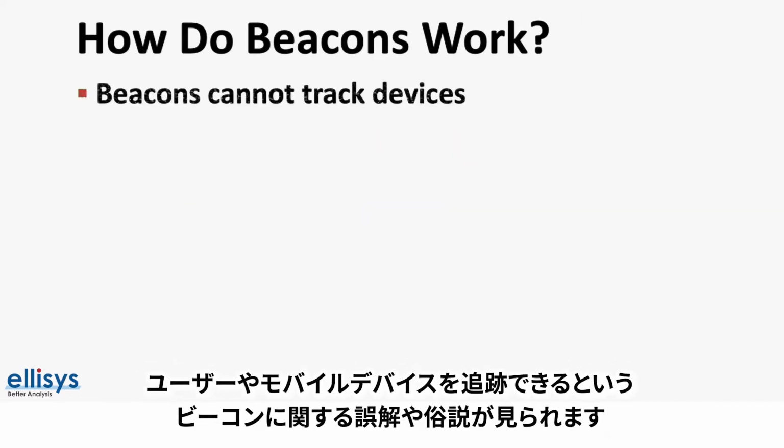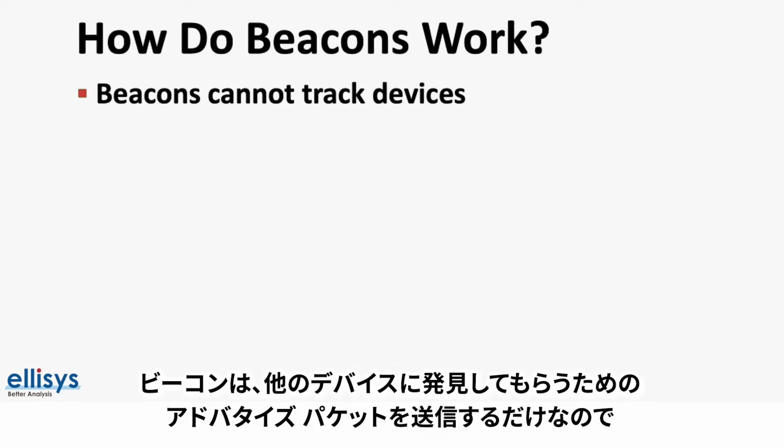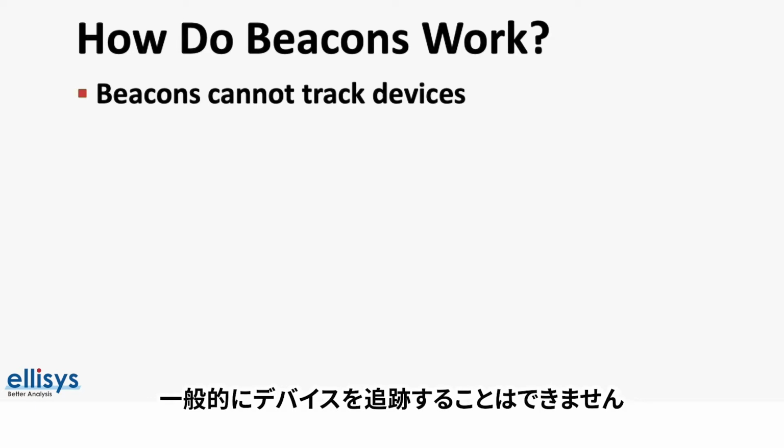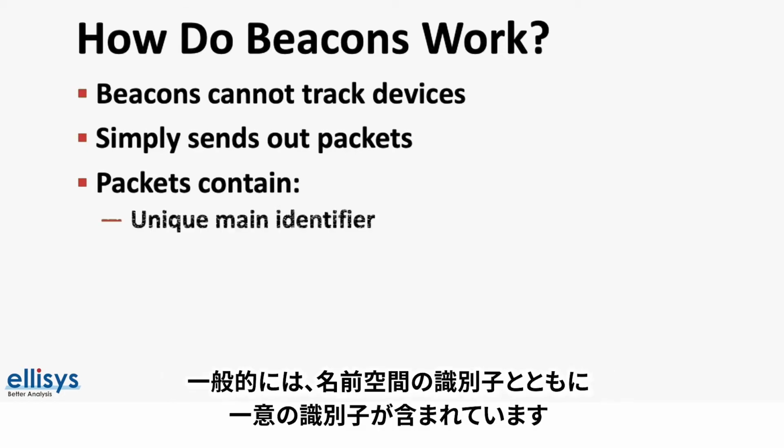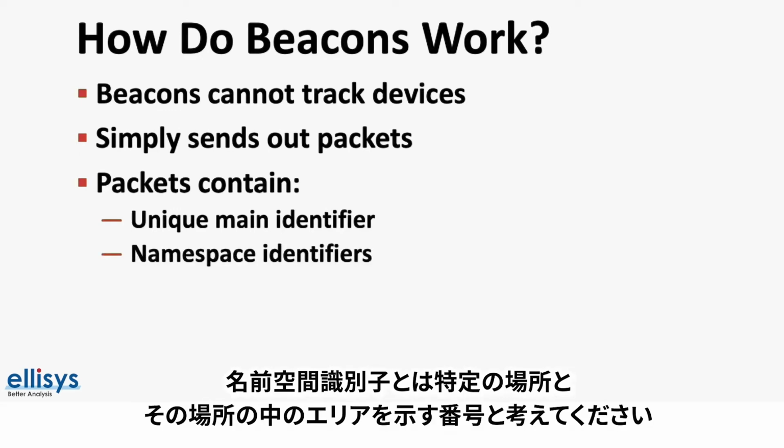A common misconception and myth with beacons is that they're able to track users and mobile devices. Beacons cannot track devices in general because all they do is send out advertising packets that allow the other devices to discover it. Now, the data sent in the advertising packet varies based on the standard being used. In general, however, a unique identifier is included along with namespace identifiers. Think of a namespace identifier as a number that indicates a location and an area within a specific location.